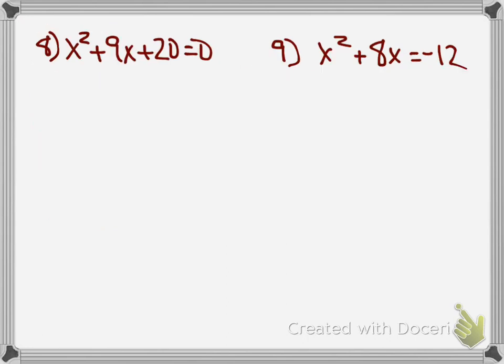Okay, now we got them solved by factoring. And again, remember, you have to show me these steps correctly to get credit. Here, I want everything to be on one side. I want it to equal 0. So like on number 8, I'm fine.